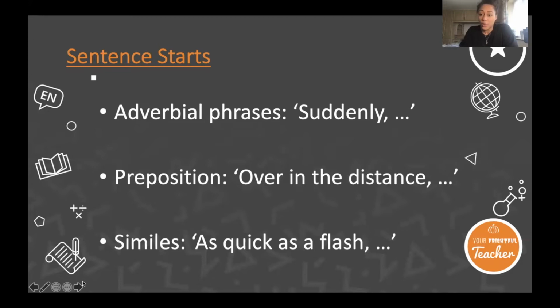But those are just some different ways to start sentences. If you haven't written those down, pop them down now. I'm sure we will be sending the PowerPoints out afterwards, but just in case, write them down. I'll give you a couple of seconds to do that whilst I make sure my timer is up and running.